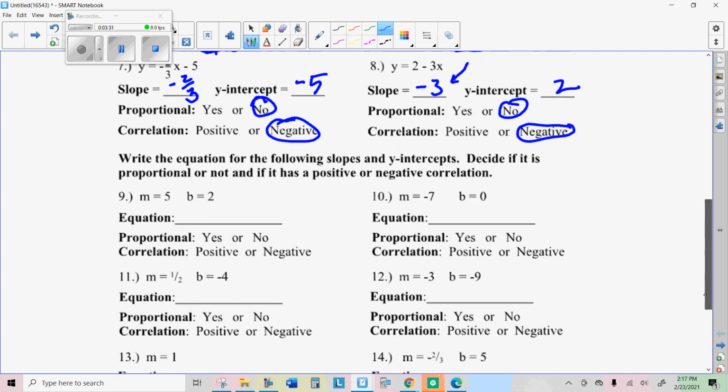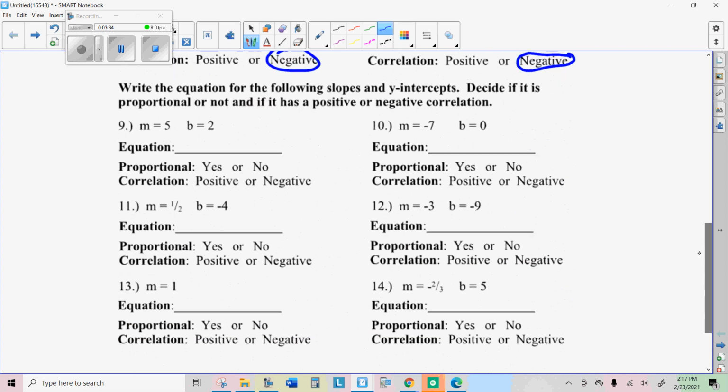Okay. Now on these next ones, we are given the slope. M is the slope. So here, let's write this here quick so we have this information. This is the slope-intercept form of the line. That letter M right there is the slope of the line, the coefficient. And the constant term b is the y-intercept.